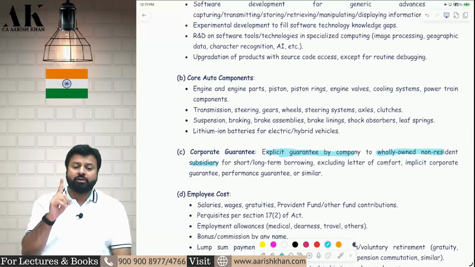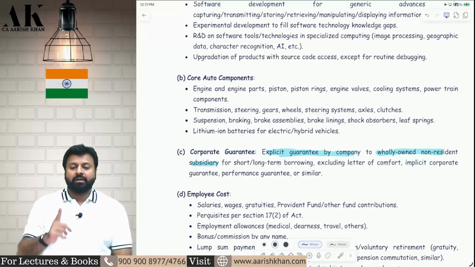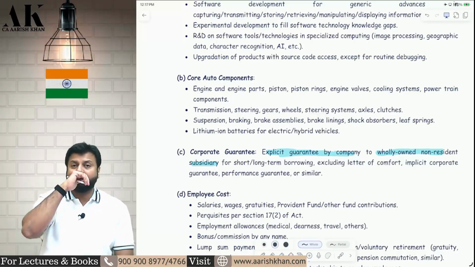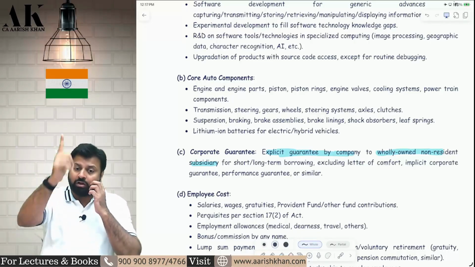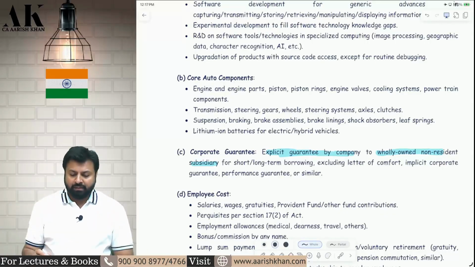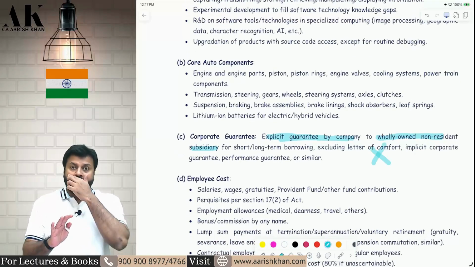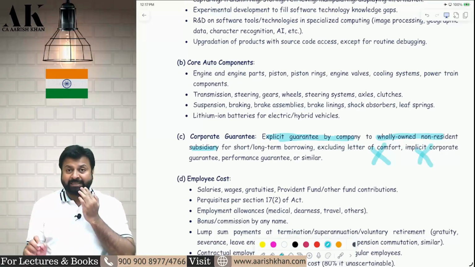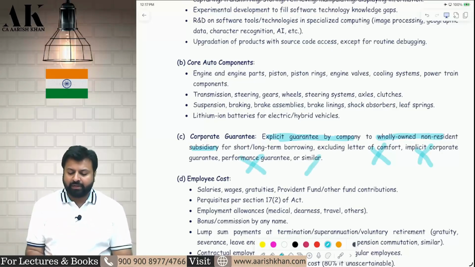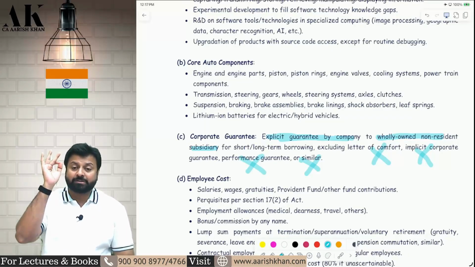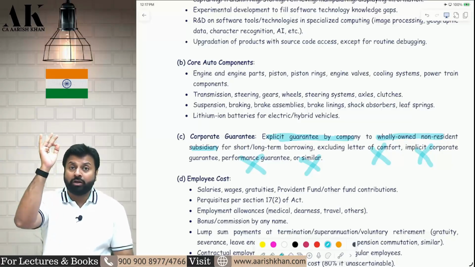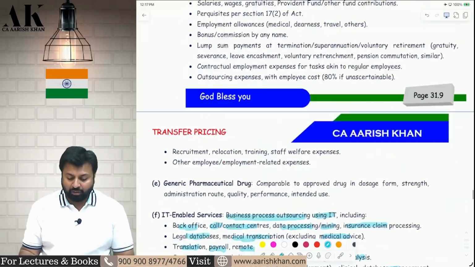Corporate guarantee, first of all, should be explicit corporate guarantee. And plus, it should be only to a non-resident subsidiary, that too wholly owned subsidiary, not small subsidiaries. For long-term or short-term borrowing, it does not include letter of comfort. Corporate guarantee will not include letter of comfort, will not include implicit guarantee, will not include performance guarantee or similar guarantees. It should be explicit guarantee to the wholly owned subsidiary, which is a non-resident. I hope it is clear to all of you.